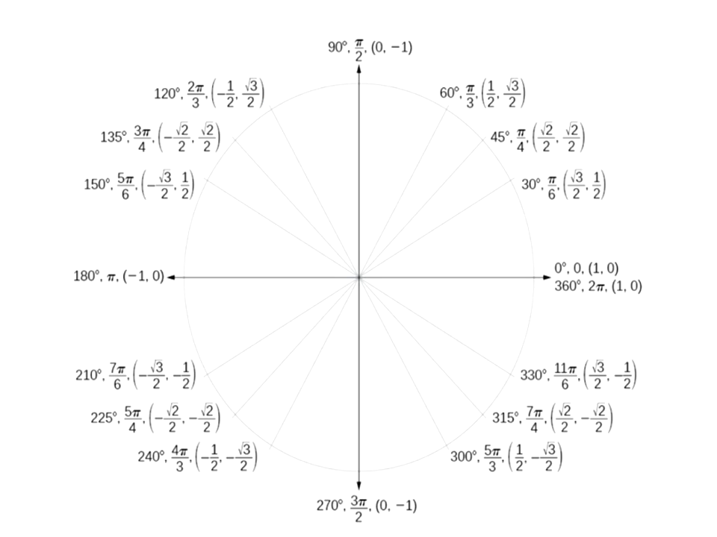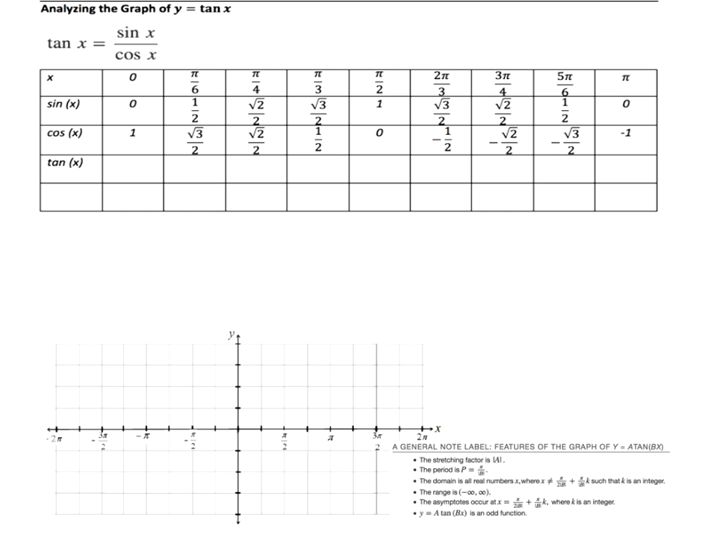Okay, so I just included the unit circle so that we can refer to it as needed. Let's start out with analyzing the graph of tangent. Now, we know from our previous studies in Chapter 7 that tangent is equal to the sine over the cosine.